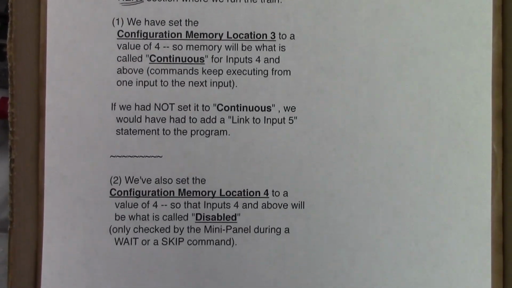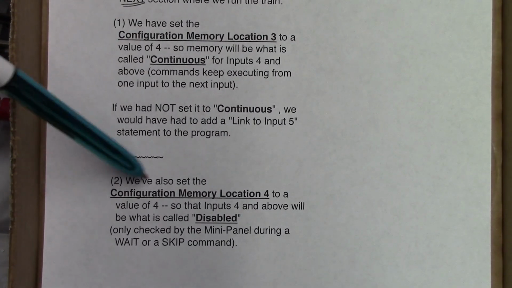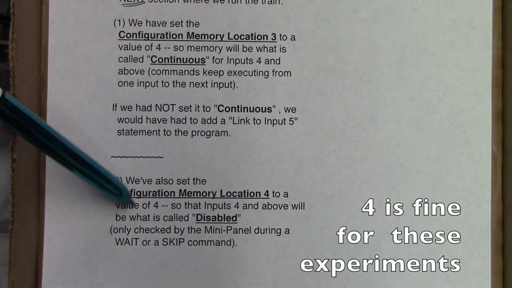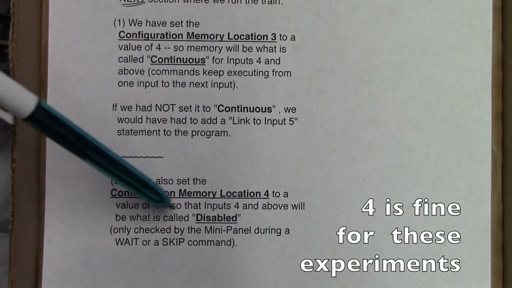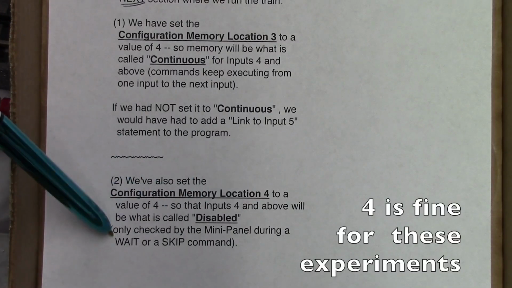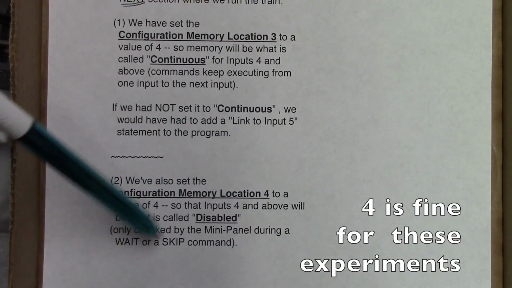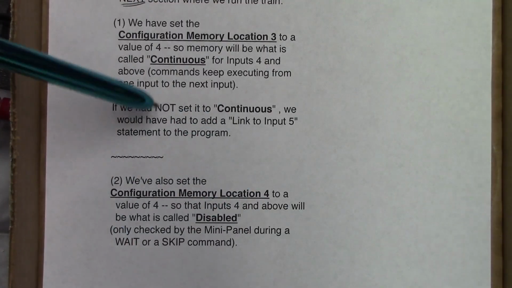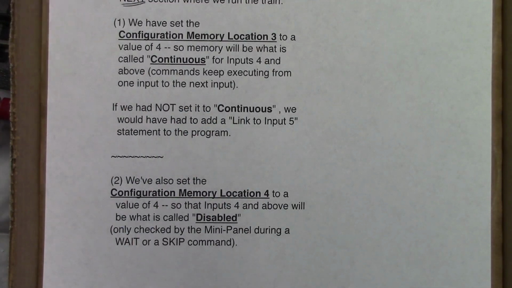And also, less critical at this point, we've also set the configuration memory location 4 to a value of 4, so that inputs 4 and above will be what is called disabled. That is to say, they'll only be checked by the mini panel during a wait or a skip command, but this part isn't really critical to the demonstrations, but knowing about this continuous memory having happened, that is.